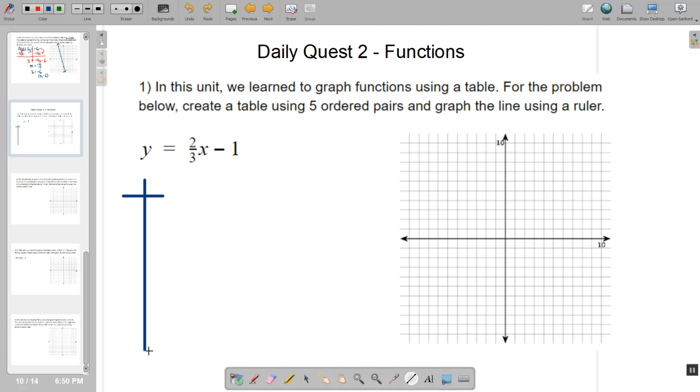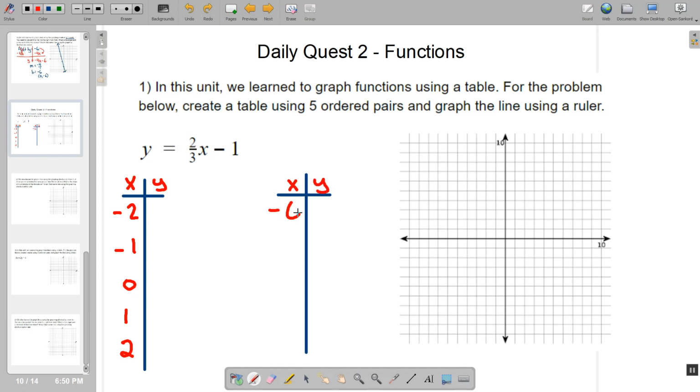So just like we've done before, there are 2 different types of tables that you can use for this problem. Whoops, hopefully I can make the table a little bit straighter there. The first one is you can use the 5 ordered pairs that I prefer for x, which is -2, -1, 0, 1, and 2. The other thing you can do is you can look at the denominator of our fraction, which is 3, and you could then make your x values multiples of 3. Both ways will get you the same line.